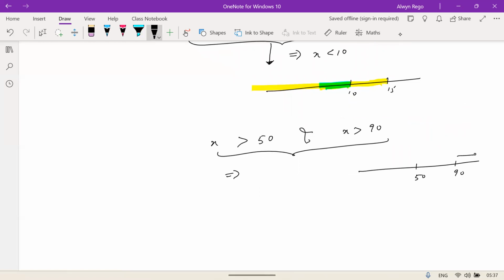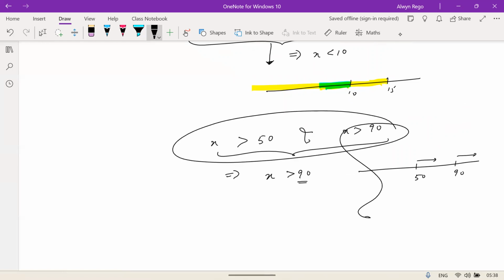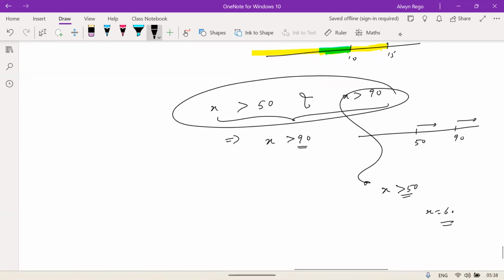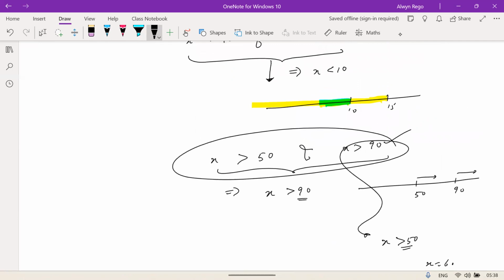If you have to be to the right of 90 and to the right of 50, then you better be to the right of 90, because if you are more than 90, then you are definitely obeying the condition that x is more than 50. But if you conclude that this implies that x is more than 50, then this is not true, because x may be 60, which is more than 50, but doesn't obey the condition that it is more than 90.